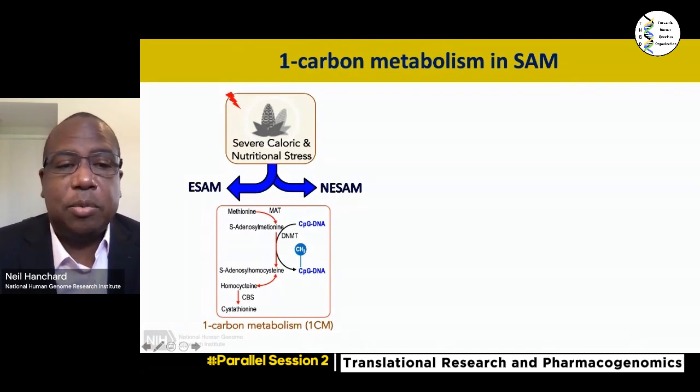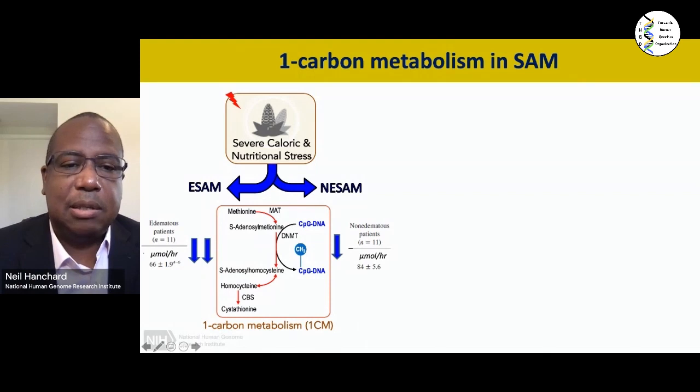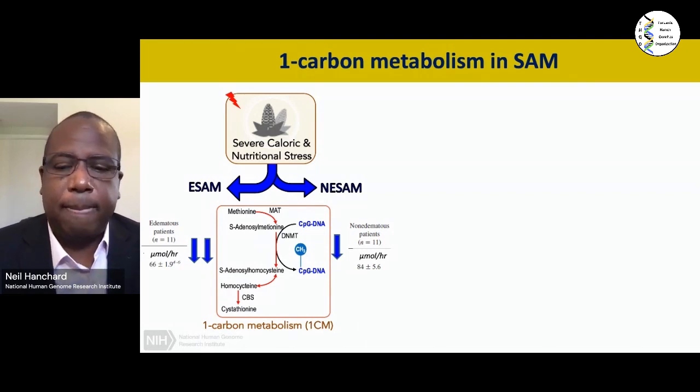And stable isotope studies that were done in Jamaica many years ago demonstrated that when acutely ill, the children who have the edematous form have a much slower turnover in this cycle than those in the non-edematous form. And when recovered, however, there's no difference between the two groups. So we thought that this was a good place to start in terms of thinking about our genomics approach.